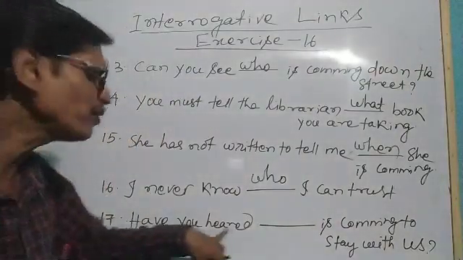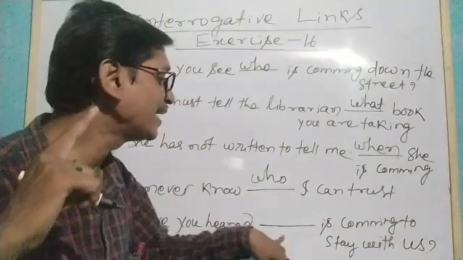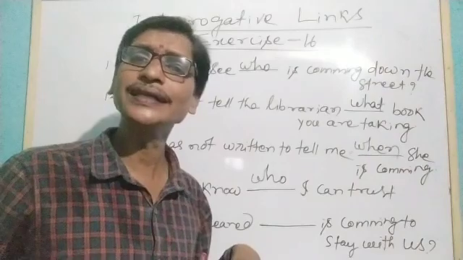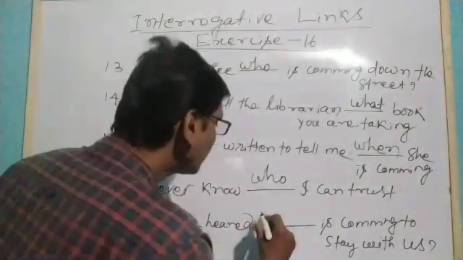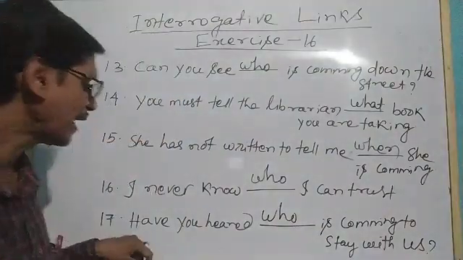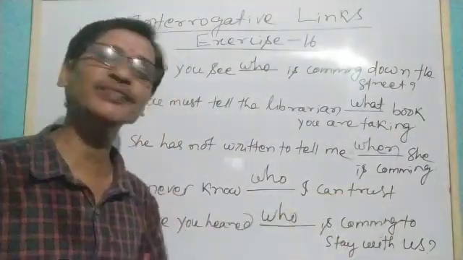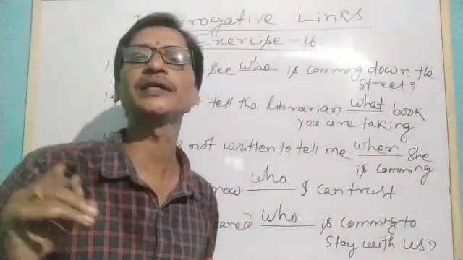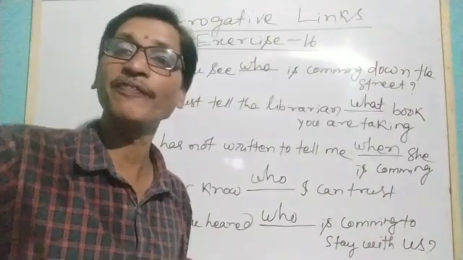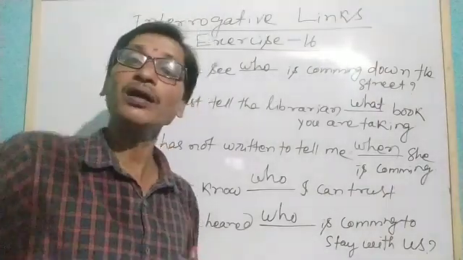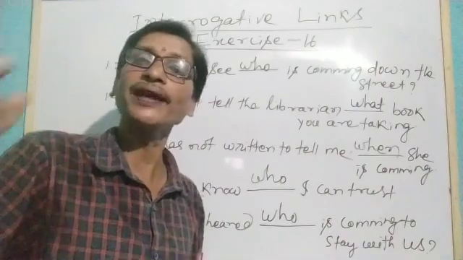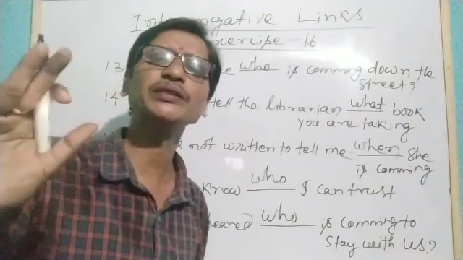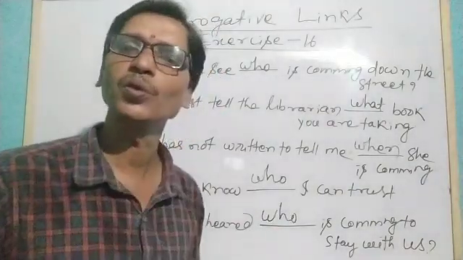Next is have you here? Dash is coming to stay with us. So when somebody comes to stay with us, it can only be a person. Therefore, we can use who. Have you here? Who is coming to stay with us? Yes, I have here. My friend's sister is coming to stay with us. Or my friend is coming to stay with us. My uncle is coming to stay with us. My parents are coming to stay with us. The staying with us is related with a person. Therefore, we have used who.